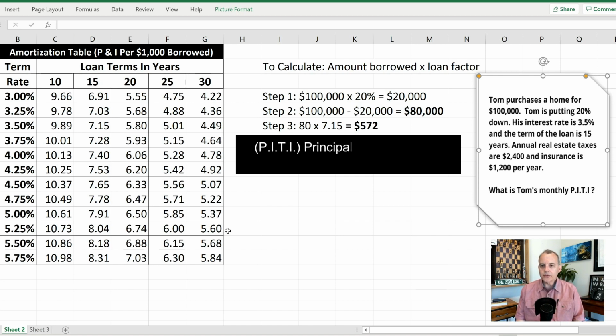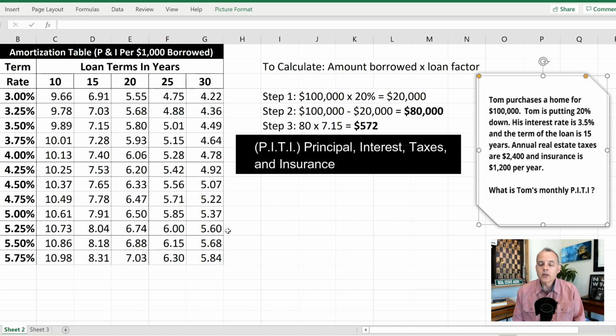Now, on the right side of your screen is a sample real estate exam test question, very typical of what you might see. It says, Tom purchases a home for $100,000. Tom is putting 20% down. That's his down payment. His interest rate for the loan is 3.5%, and the term of the loan is 15 years. So he's going to get a 15-year mortgage. That is enough right there to calculate your principal and interest portion of your payment.